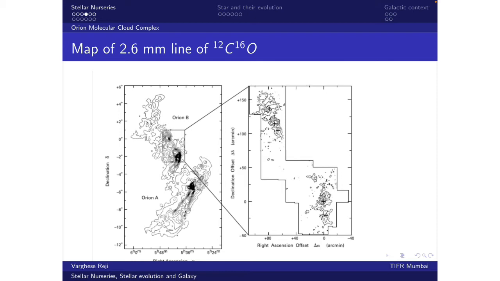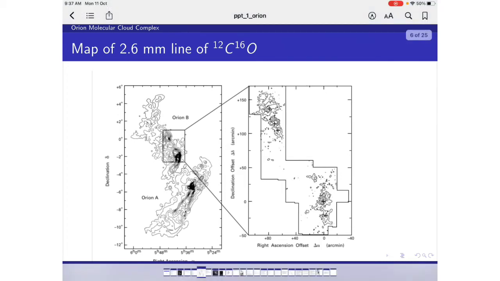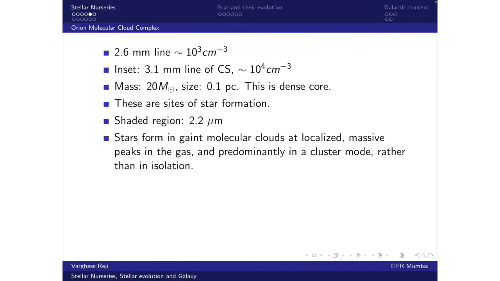We use the concept that the abundance ratio of carbon monoxide to hydrogen molecules is 1:10,000. That means if we detect one carbon monoxide molecule, there will be around 10,000 hydrogen molecules around that. So that's why we use this. And the number density traced by this 2.6 millimeter line is around 10^3, that is, 10^3 molecules per centimeter cubed.